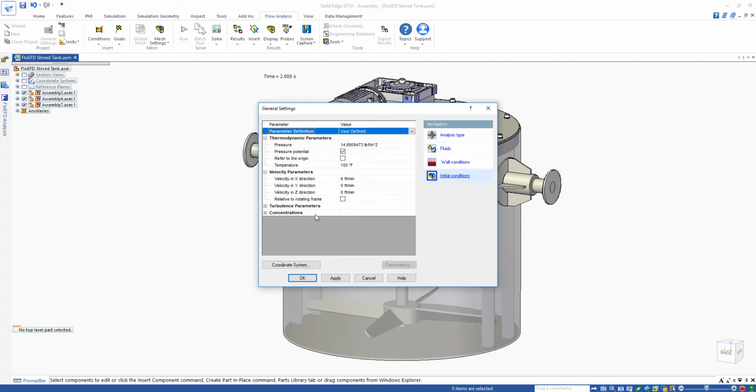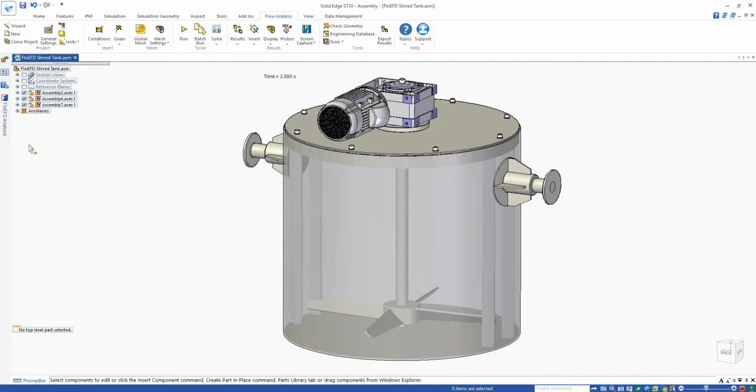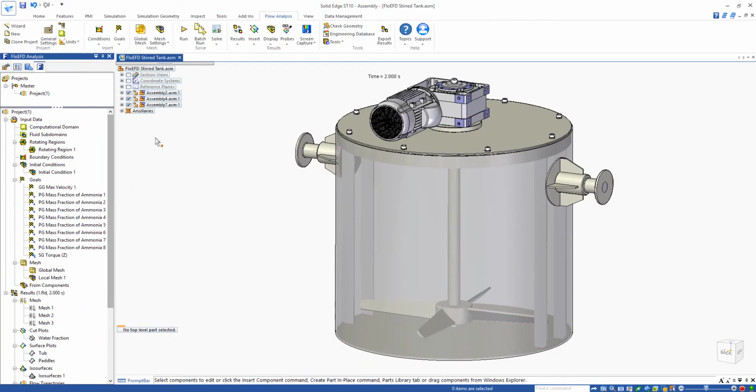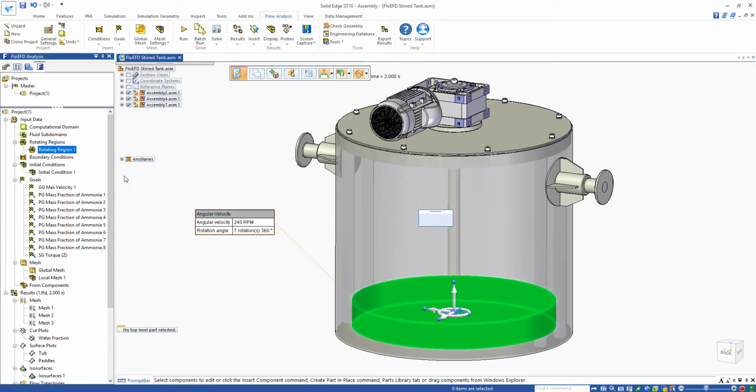And under the initial conditions, we can see that at time 0 it's going to be 100% ammonia in the tank as the starting fluid. Now if we come over to our FLOEFD analysis tree, we can have a look at some of the setup here. So first of all, you can see that we have a rotating region on the paddles. We're moving at 240 RPM.